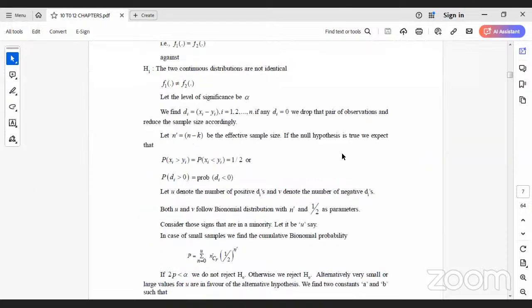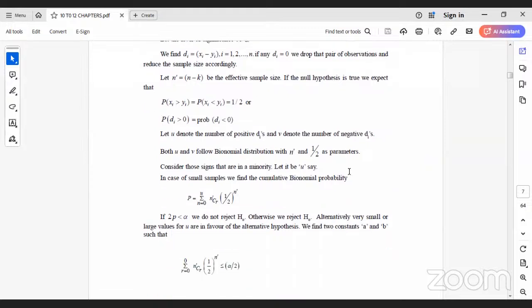Let u denote the number of positive d's and v denote the number of negative d's. Both u and v follow a binomial distribution with n dash and 1 by 2 as parameters. Consider those signs that are in the minority, let it be u say. In case of small samples, we can find the cumulative binomial probability: summation of r is equal to 0 to u, n dash C r, 1 by 2 whole power n dash. If 2p is less than alpha, we do not reject H0, otherwise we reject H0.